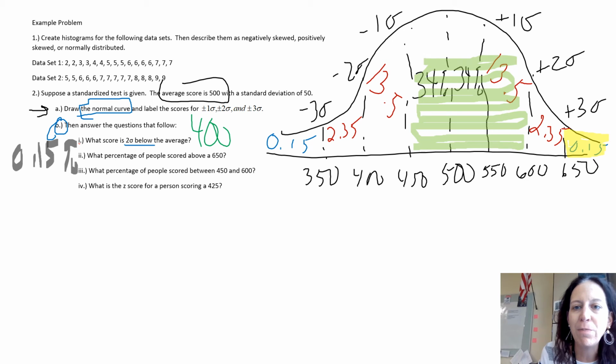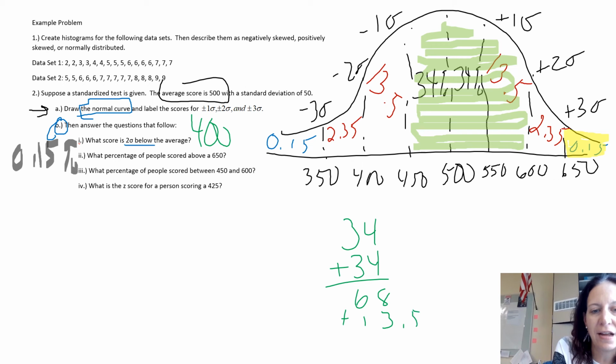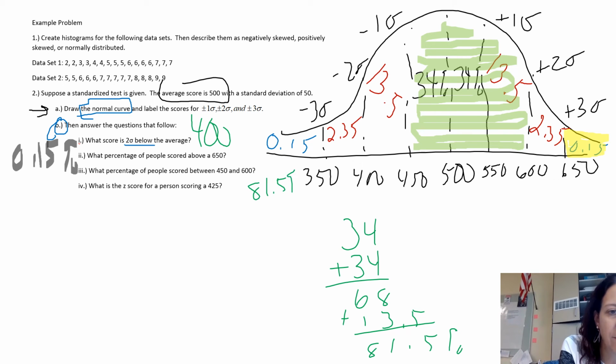You can tell it's a lot of people because I'm shading in a lot of that curve. But to get the answer, what you would want to do is add up those individual percentages. So we would have 34 plus 34, which is 68, plus the 13.5. So that's 81.5%. So 81.5% for the third one.